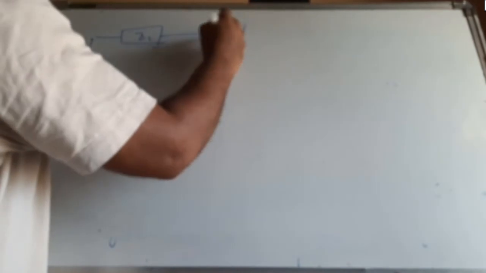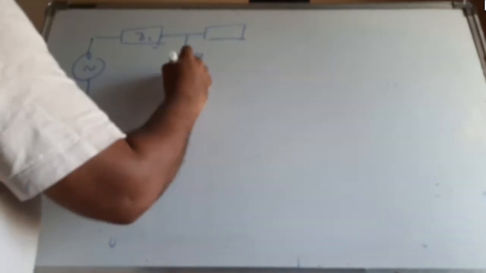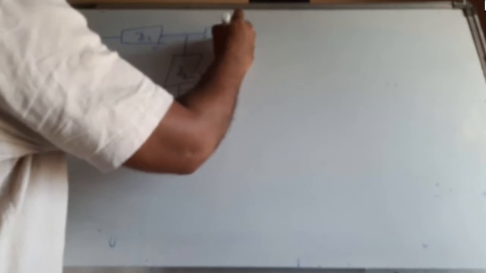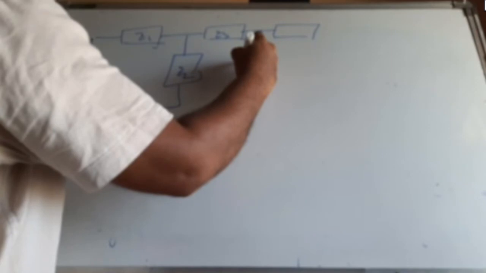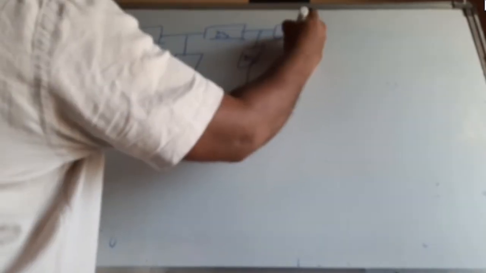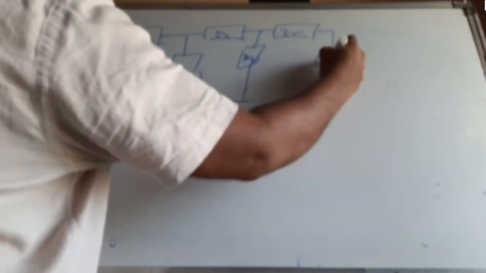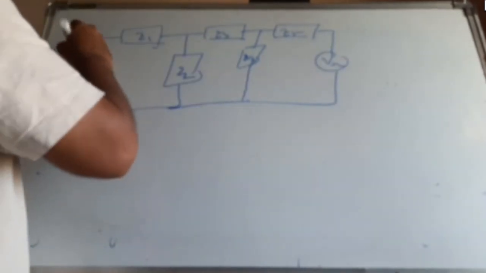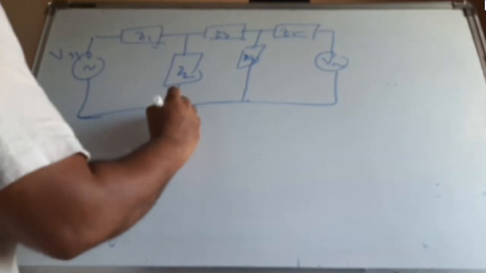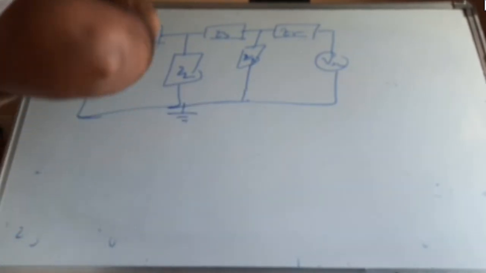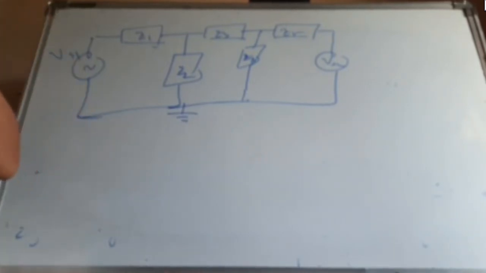So imagine a problem like this. Here I have Vs. Here there is Z1. Here there is another impedance Z2. And here is Z3. And here is Z4. And this is Z5. This is Vs1 and this is Vs2. Both are AC sources. This is going to take the reference node. Okay, this is going to be the reference node now.